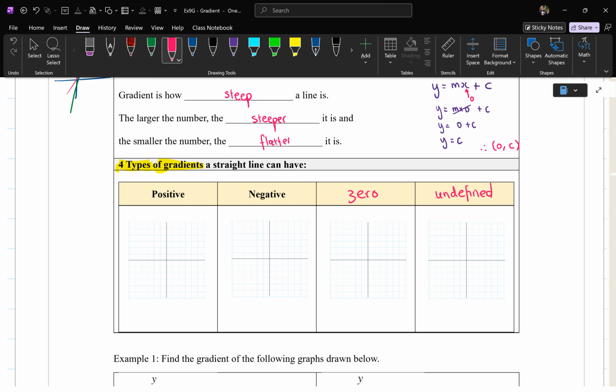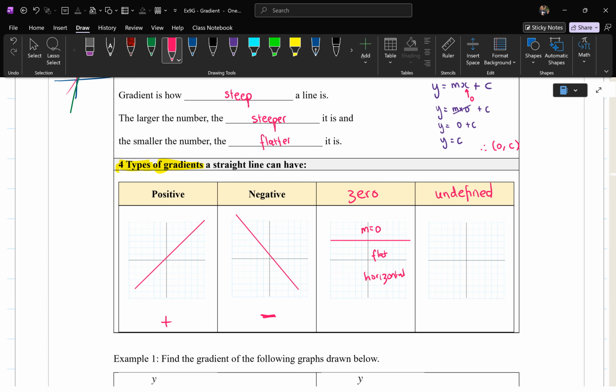As long as you see from left to right, if the line looks like it's going up, see how it's going up? If from left to right it looks like it's going up, that's a positive gradient. If from left to right it looks like it's going down, so it's going down as I'm moving towards the right, this is a negative gradient. Then if you have an absolute flat line, this is a gradient of 0, so super flat, horizontal.